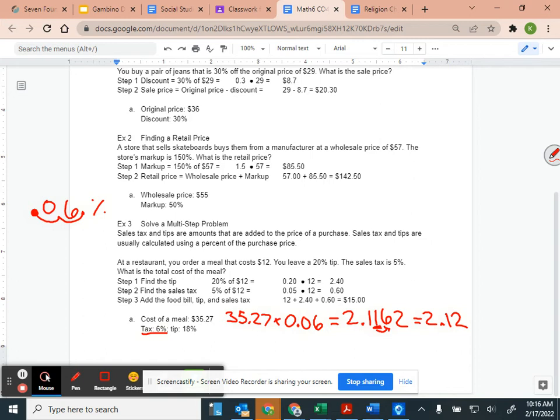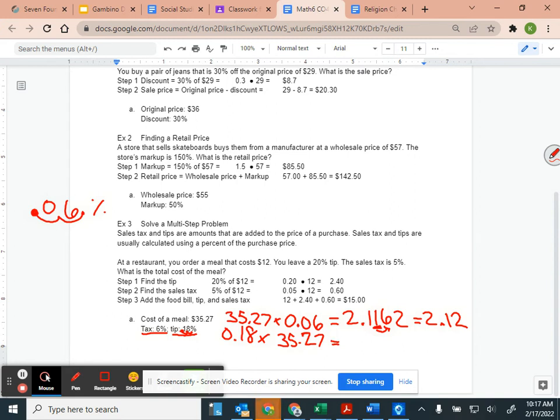So I found my tax. What do I have to find? I have to find the tip. So how do I find the tip, Anthony? If the tip is 18%, how do I know what 18% of $35.27 is? With the decimal to the left. Okay, so that gives me 0.18. What do I do with that? You multiply it by the original amount, $35.27.